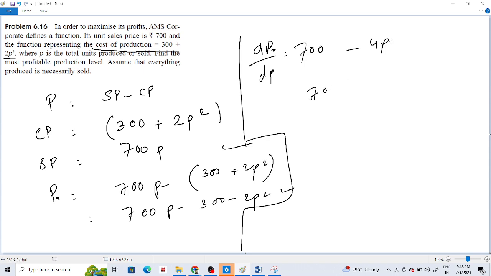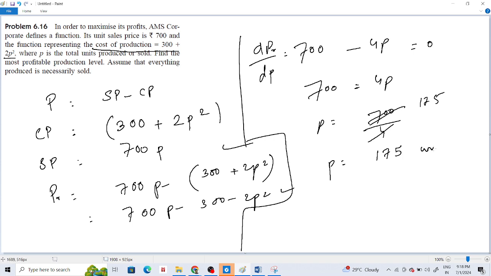Okay, now after differentiating, what we used to do, we used to equate this derivative to 0 so as to find out the value of this point. Therefore, what should be the number of units sold so as to get the maximum production level? 175 units. This type of sum might also be given. So just to be on the safe side, I thought of discussing this sum.